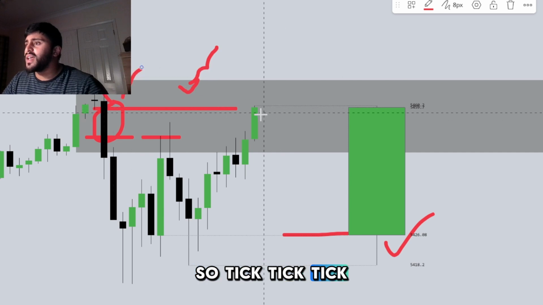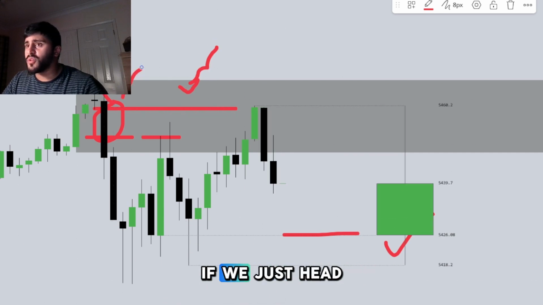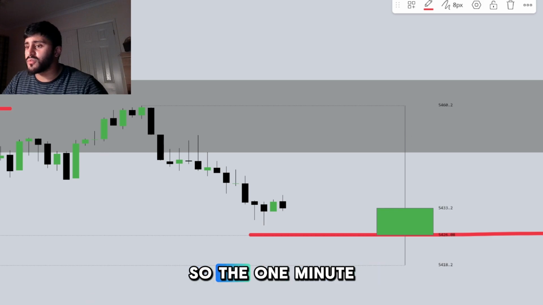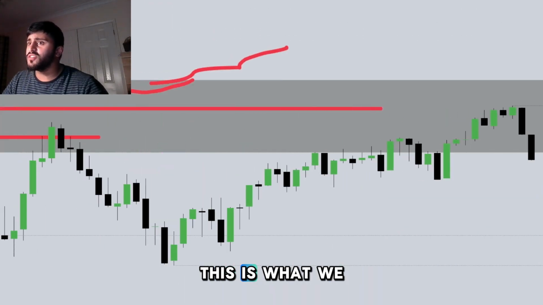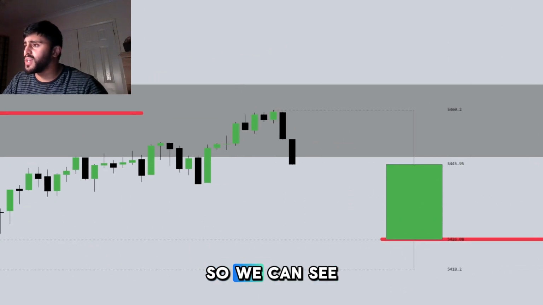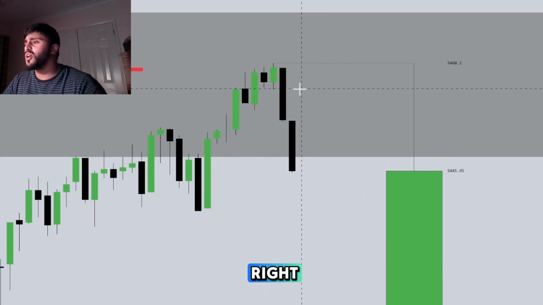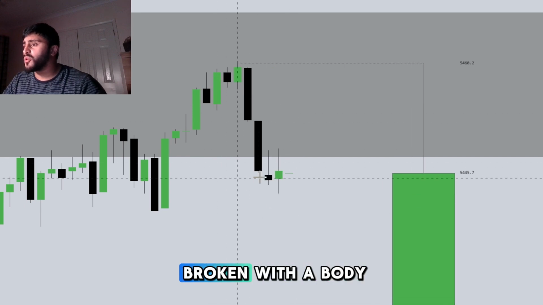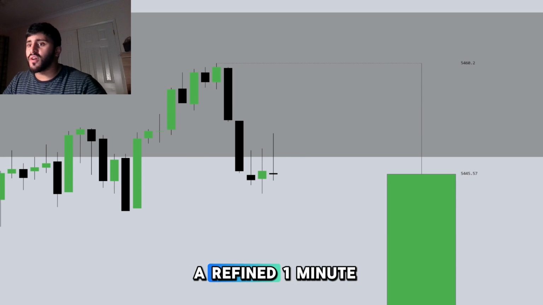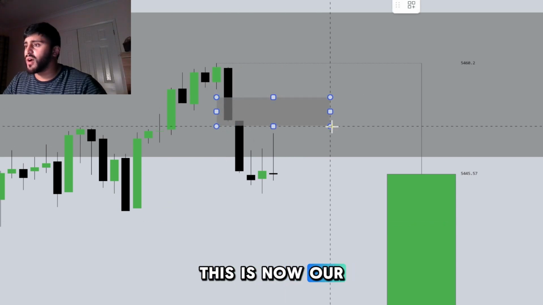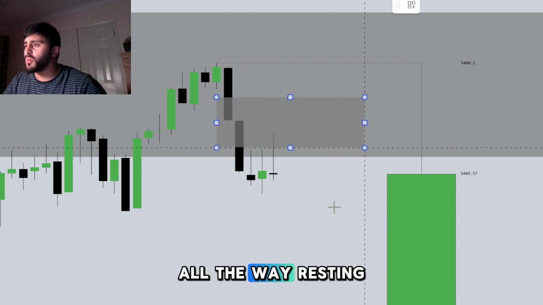So tick, tick, tick. Now the final tick we're really looking for, if we just head down to the 1-minute time frame, right? The 1-minute time frame is where the shift comes from. This is what we use to confirm our shift, right? So we can see the level has held, and we've broken with the body, right? This is what's important to understand. Now that we come into a refined 1-minute fair value gap, this is now our 1-minute fair value gap, all the way resting over here, right?